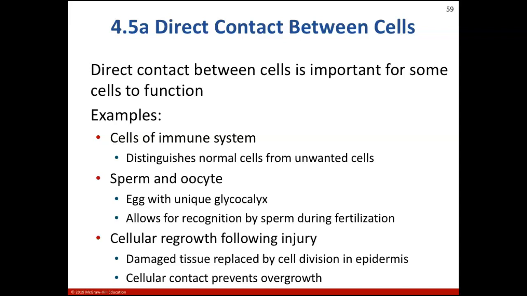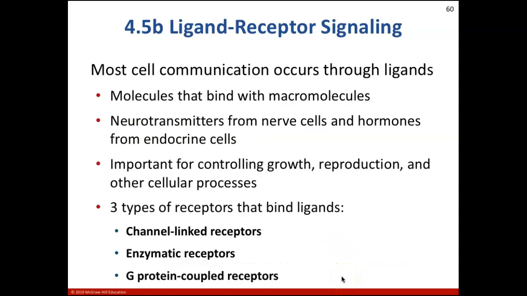Our egg is unique in that it has the glycocalyx, and it allows for recognition by the sperm cells during fertilization through that glycocalyx. And then we have the example of cellular regrowth that follows injury. Our damaged tissue is replaced by cell division in the epidermis, and we have that cellular contact that prevents overgrowth.